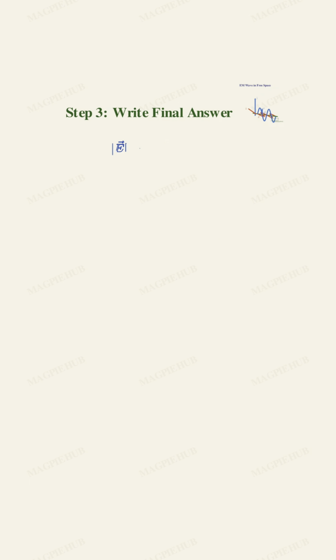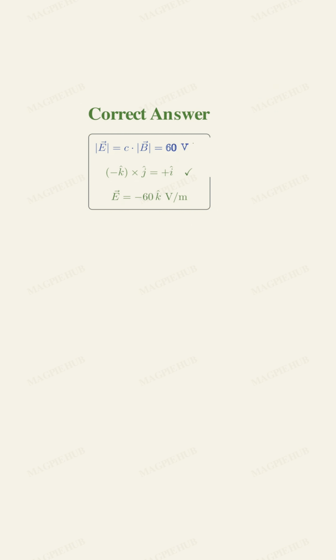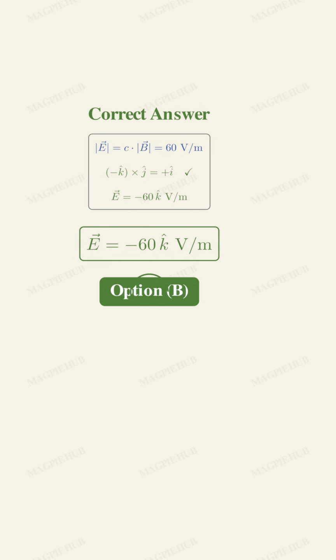Step 3. Combining magnitude and direction, the magnitude of E is 60 volts per meter and the direction is minus k hat. Therefore, E equals minus 60 k hat volts per meter. The electric field at that point is minus 60 k hat volts per meter. The correct answer is option B.